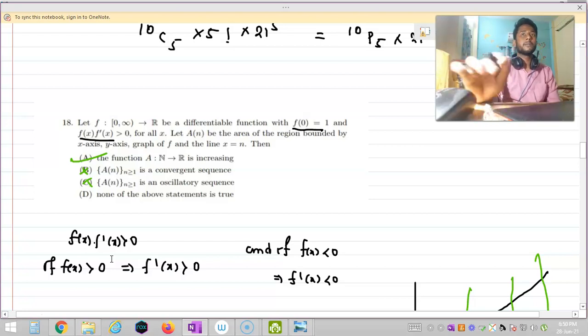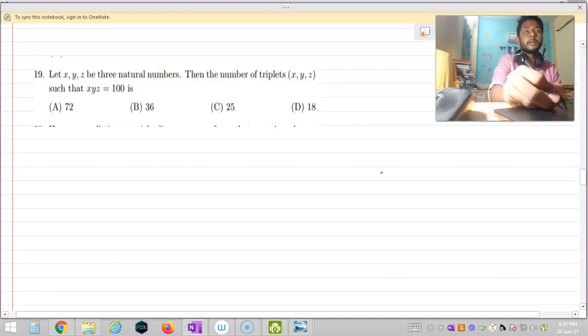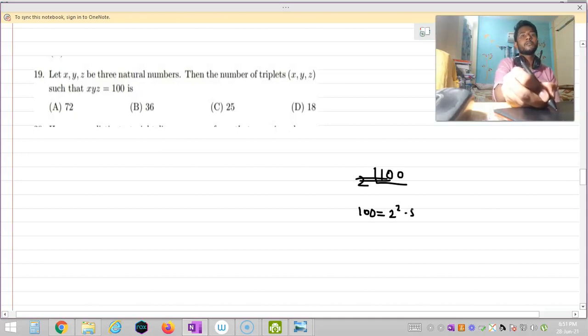Now let us solve question number 19: let x, y, z be three natural numbers. Then we have to find the number of triplets (x, y, z) satisfying the condition x times y times z equals 100. First of all, let us factorize 100. I am going to find the prime factorization of 100. I can write 100 equals 2 to the power 2 into 5 to the power 2.